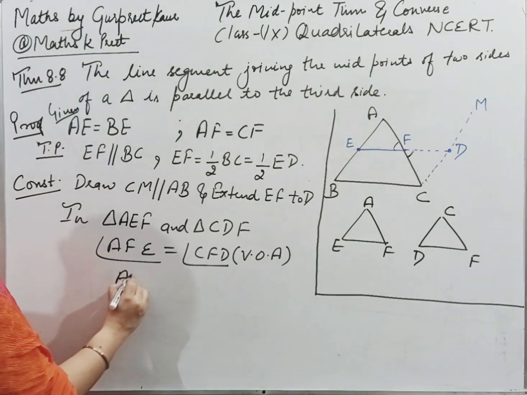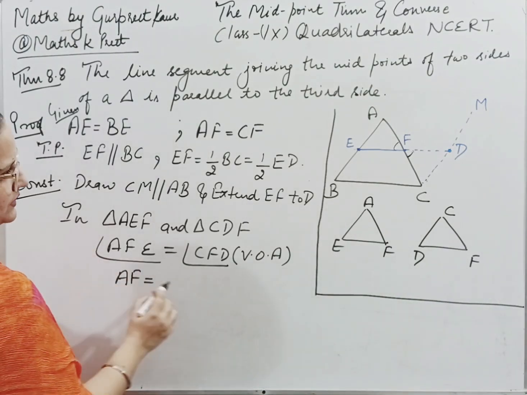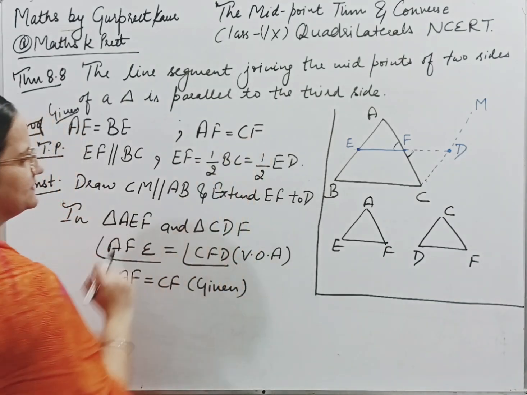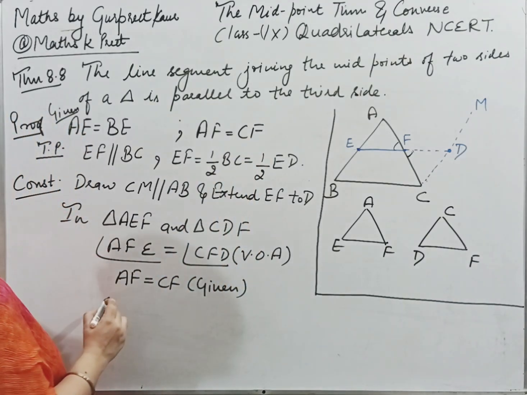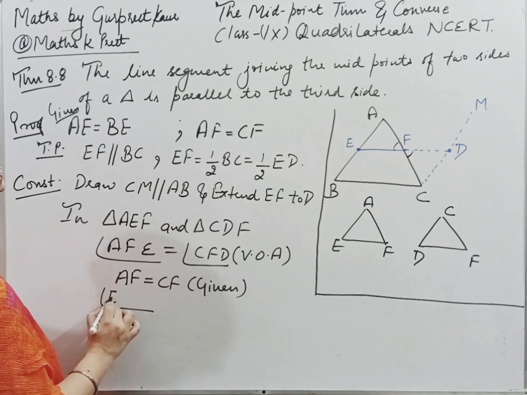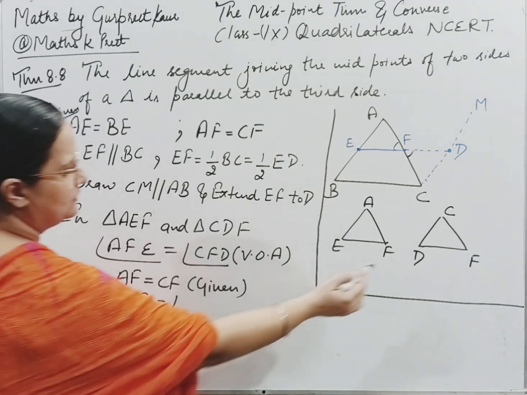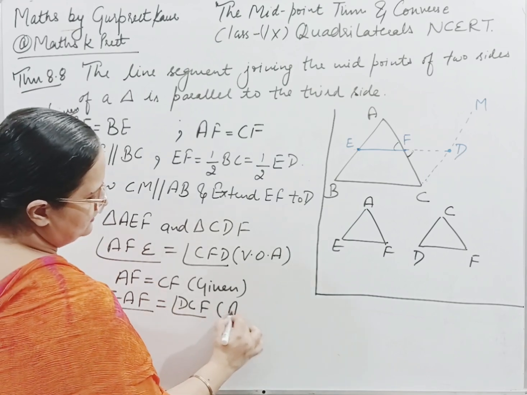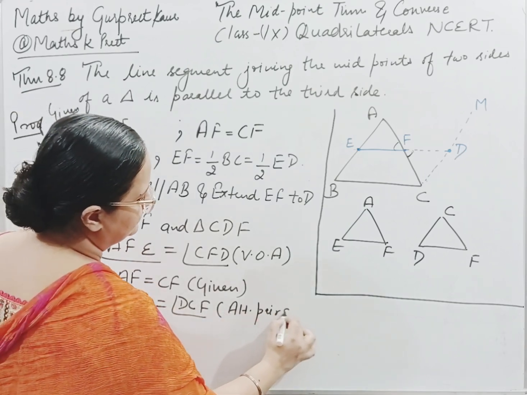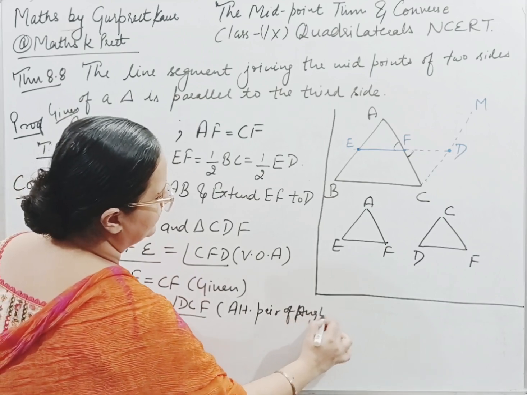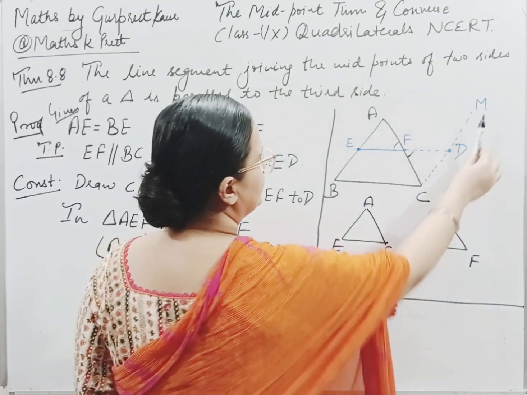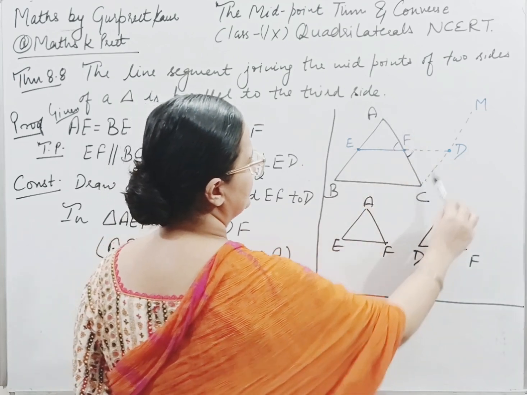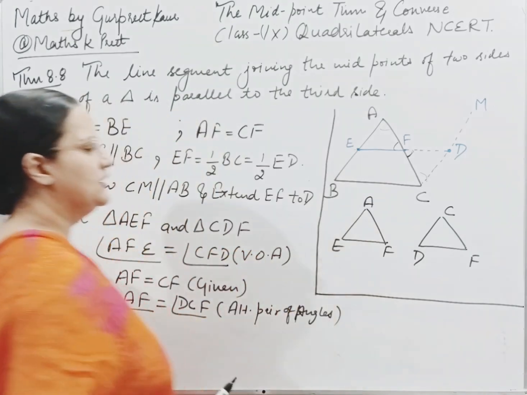Next is what? AF is equal to CF. This is given to us. Fine. Why? Because F is the midpoint of side AC. What else? Angle EAF will be equal to angle DCF. How? This is the alternate pair of angles. What is the reason here? Because this CM is parallel to AB and this AC is acting as a transversal. So this is making a Z and this pair of angles will be equal.